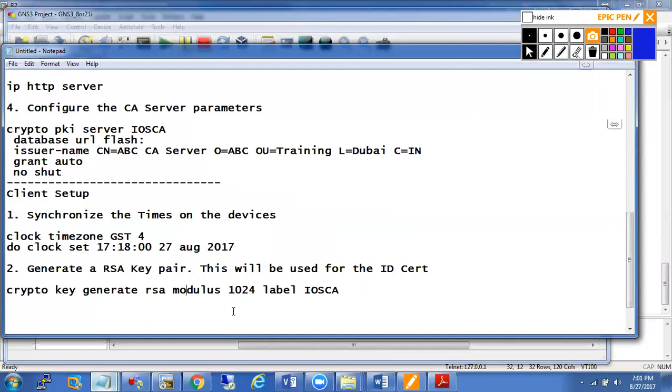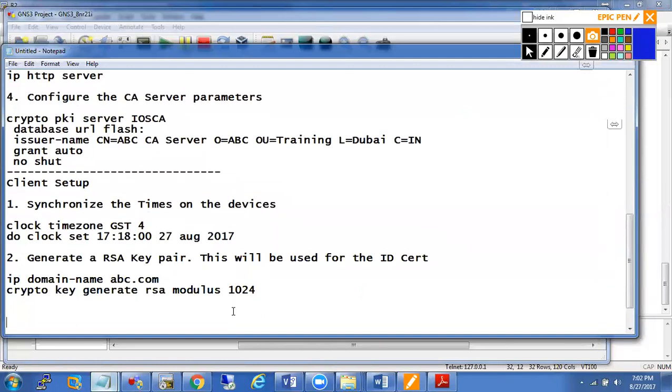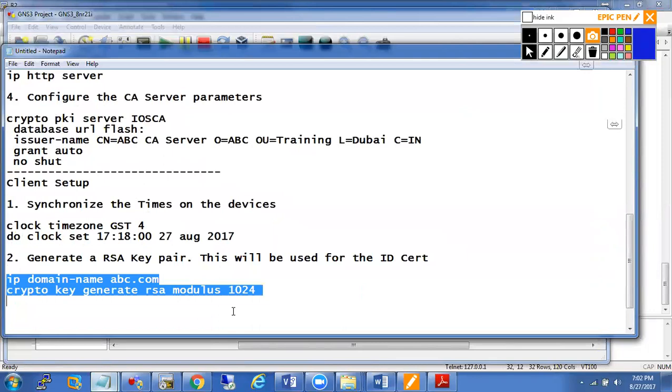Now over here, I'm not the CS server, so I don't need to give it a label like that. I do need to define my domain name. It says cisco.com, or let's do abc.com. Because when I generate it like that without the label, it needs to have a host name and a domain name. So do that over here.